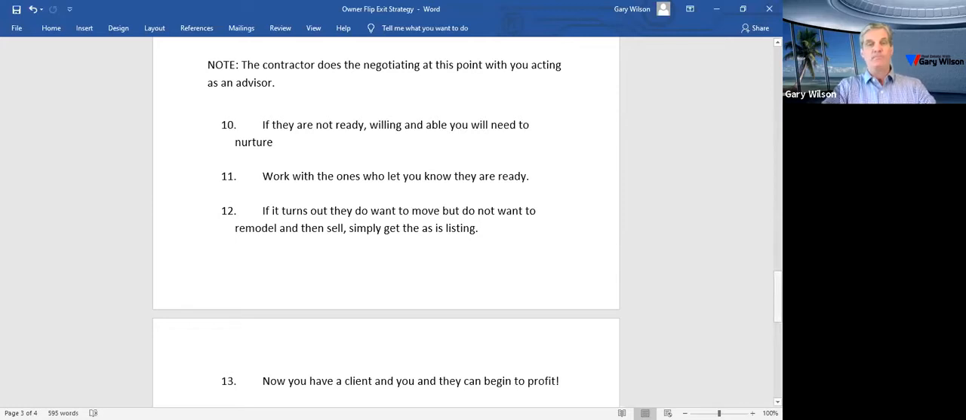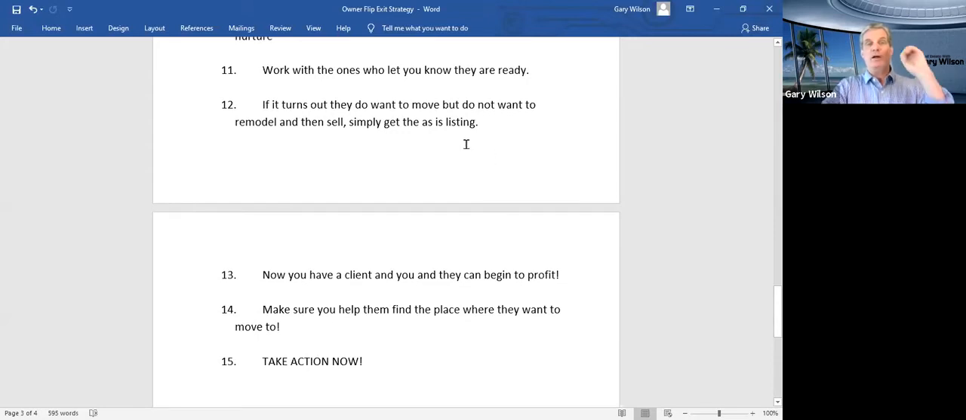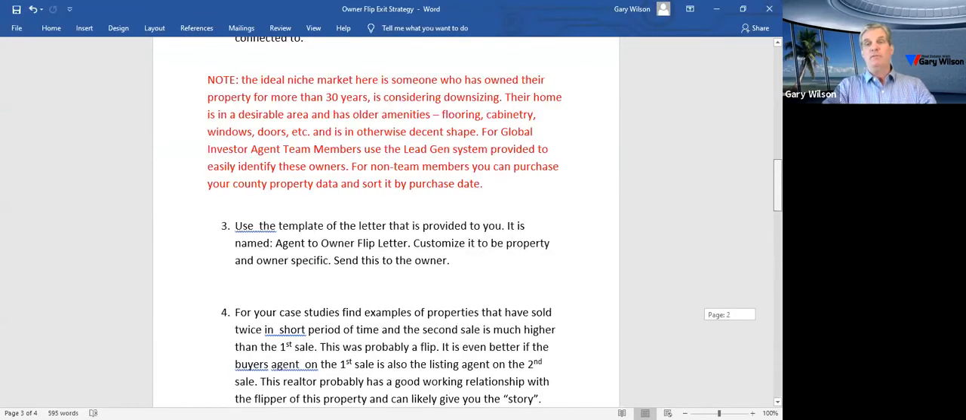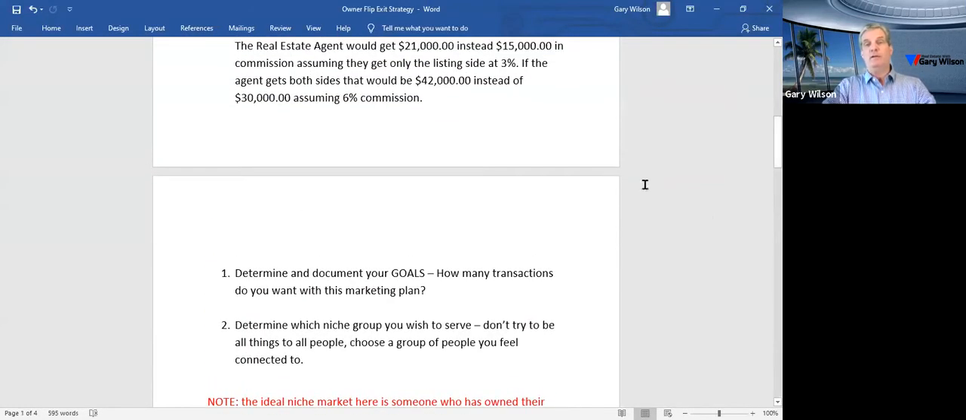In any case, if it turns out they just want to move, they do not want to remodel and sell, obviously just sell it as is. That's pretty much the strategy, but it all hinges upon you getting the data. So the most reliable source is always going to be your county's property records.